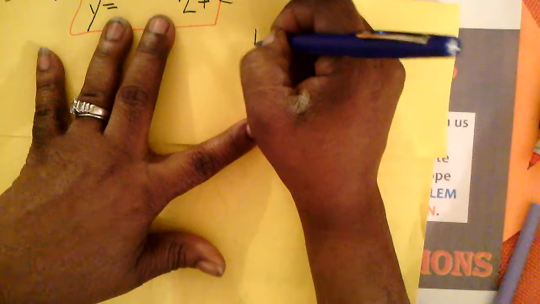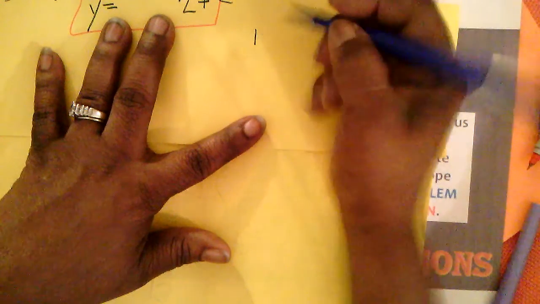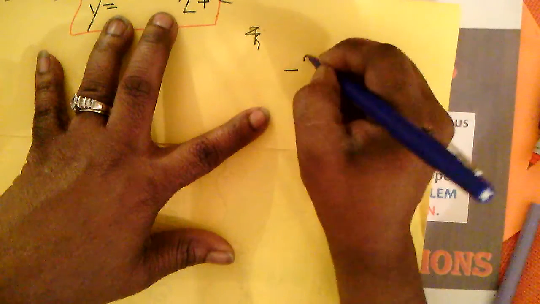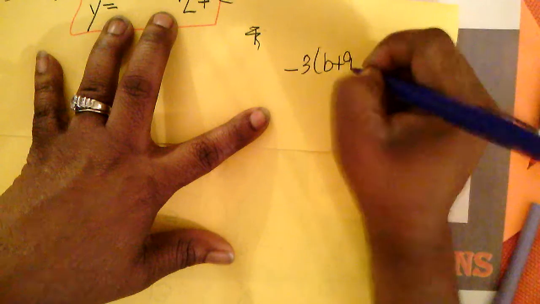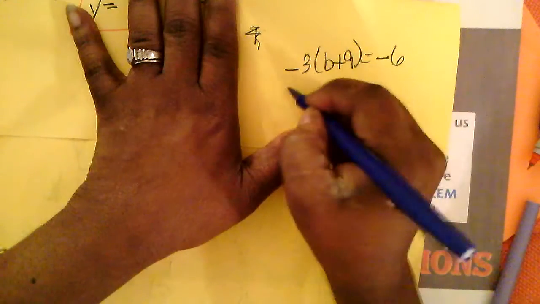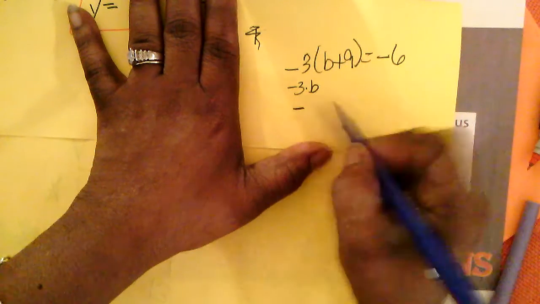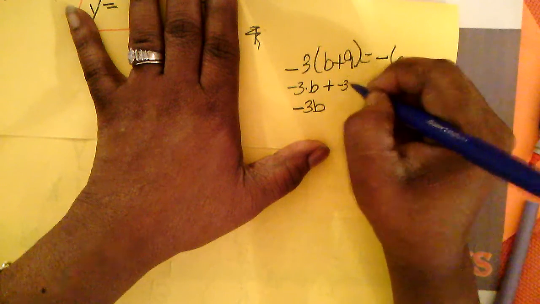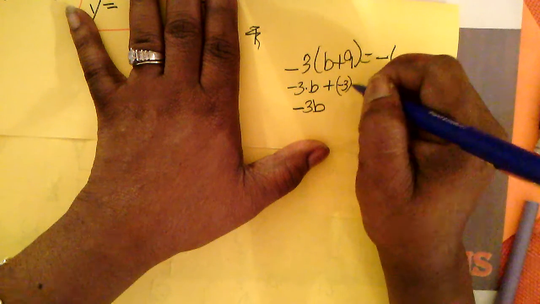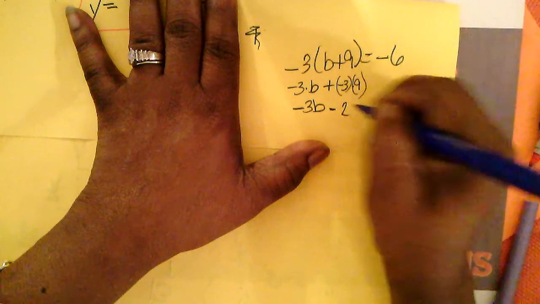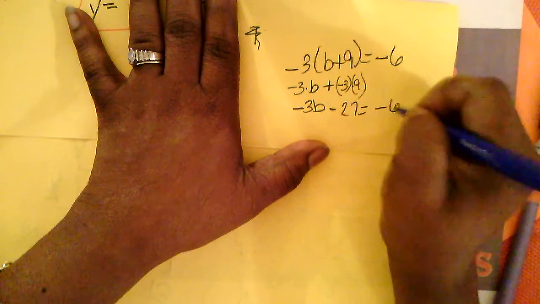Actually, let's do this one: negative 3 times the quantity b plus 9 equals negative 6. So we're going to do the distributive property, negative 3 times b, which gives us negative 3b. Then we multiply negative 3 times 9, which gives us negative 27, equals negative 6. So we went on and distributed that information.